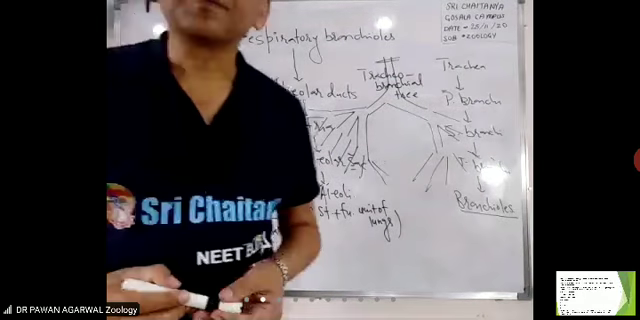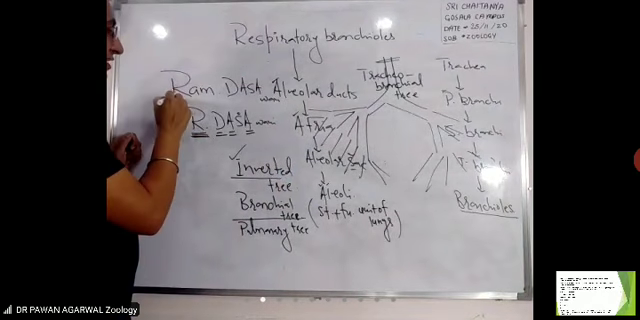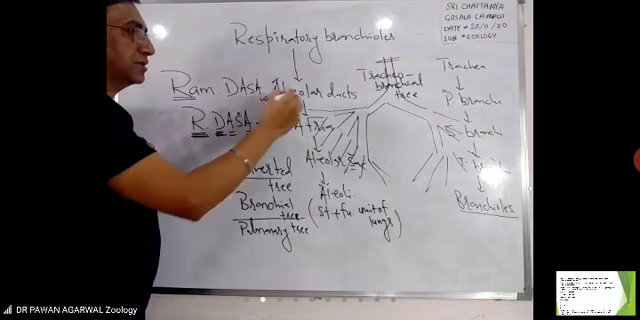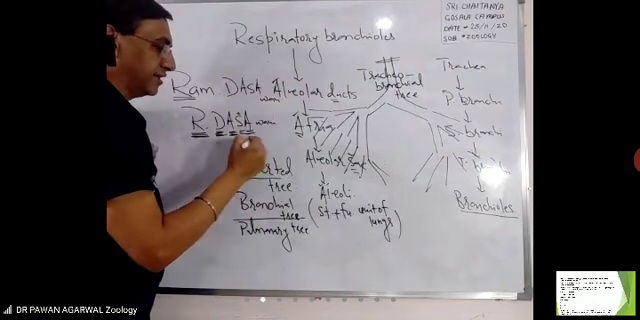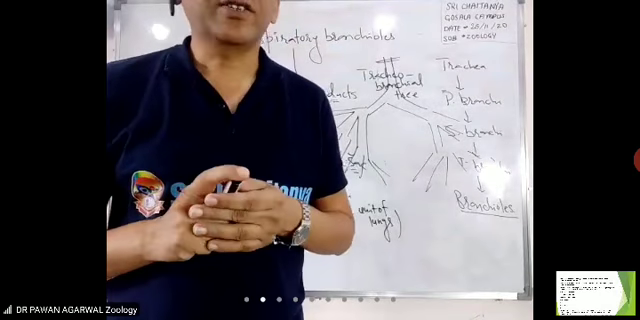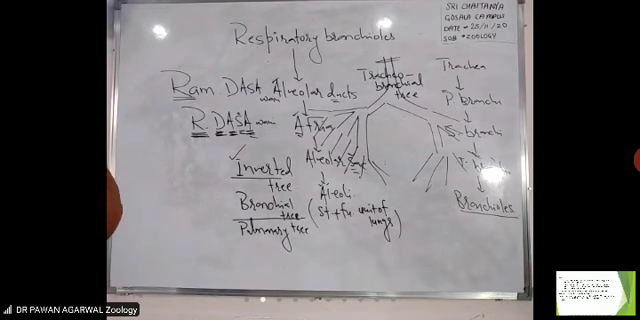What is the Ram Das Wani? R is respiratory bronchiole, D for alveolar ducts, A for atria, S for sac, A for alveoli. These are the structures included in the pulmonary tree, bronchial tree, or tracheo-bronchial tree. So these are the points that you have to remember.